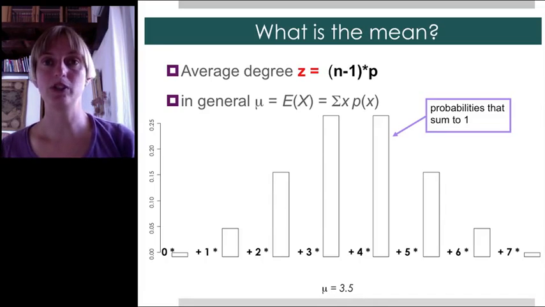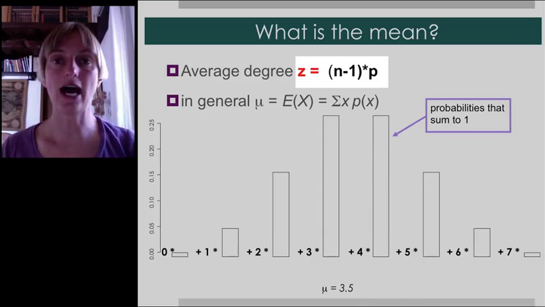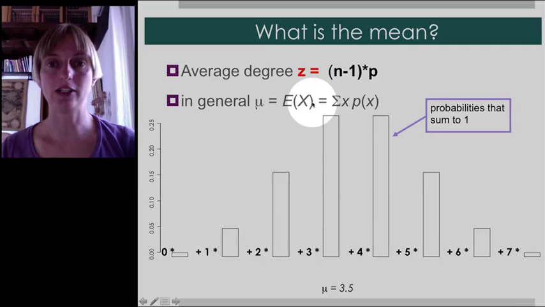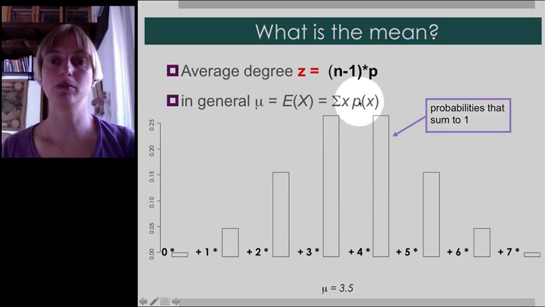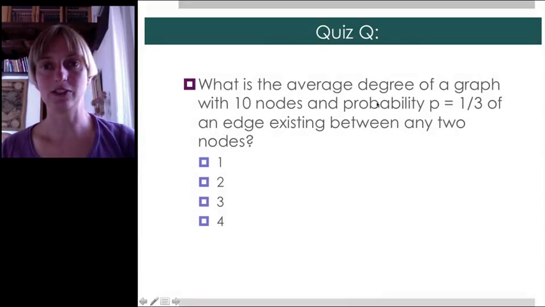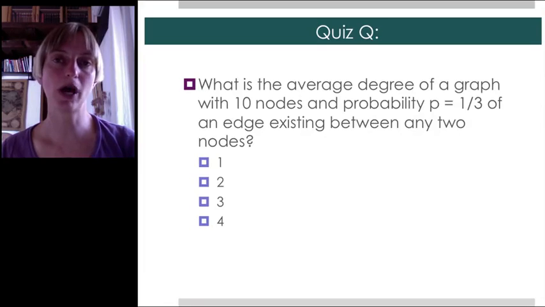From the binomial distribution, we can tell that this average degree z is going to be equal to n minus 1 times p. And in general, if you had an arbitrary degree distribution, the way that you could calculate the mean is you just take the expected value, which is the sum over all the possible outcomes. Here we're interested in the degree x times the probability of x occurring. To test our understanding, let's see what the average degree would be of a graph with 10 nodes where the probability of any two nodes linking is a third.